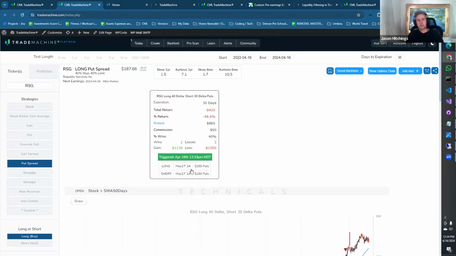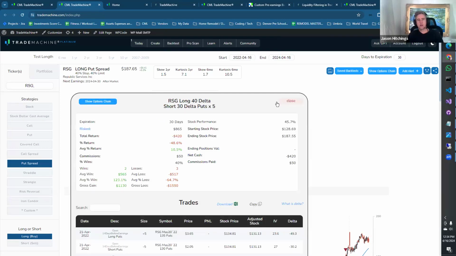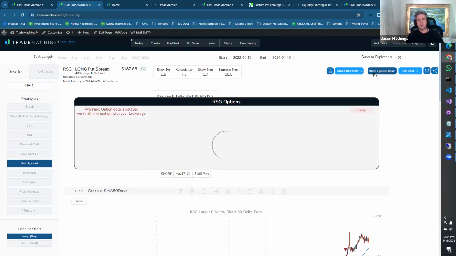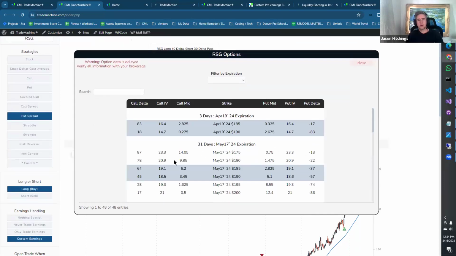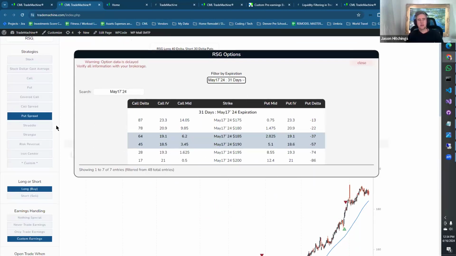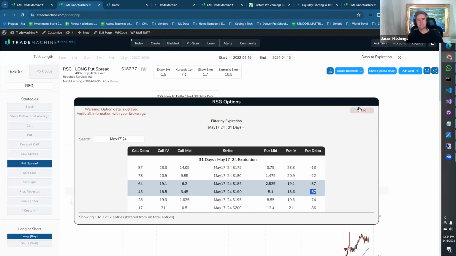But now when you click it, it shows both. It says, okay, well, you want to be long the 185 puts and short the 180 puts. But it's the same logic. You just look at the 40 delta and the 30 delta. You can do it here, or your brokerage ought to have it as well. So you could filter by 30 days and say, okay, now we're doing the put spread, and we're looking at the closest we can to those two deltas.